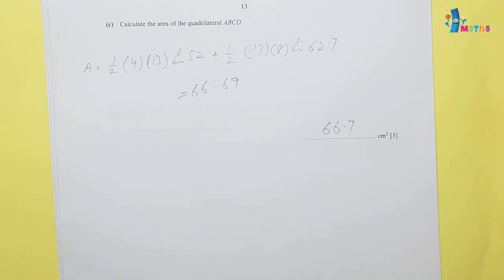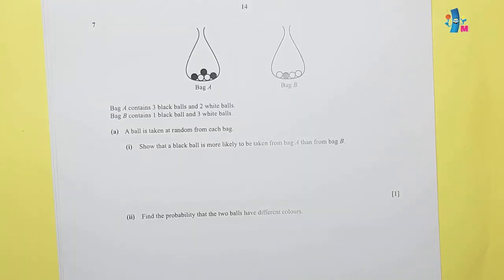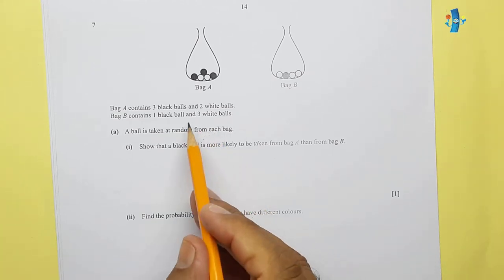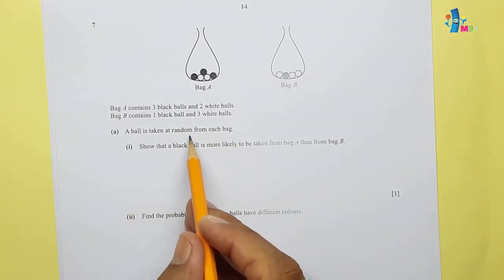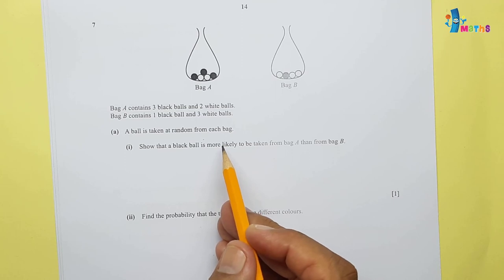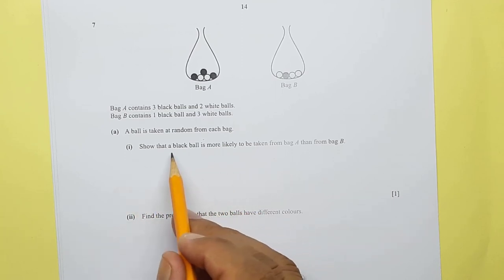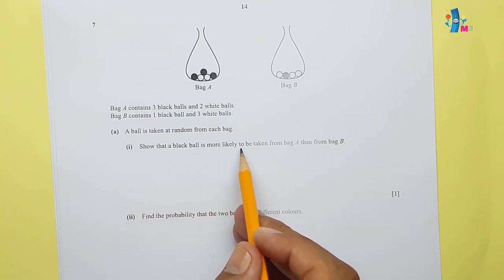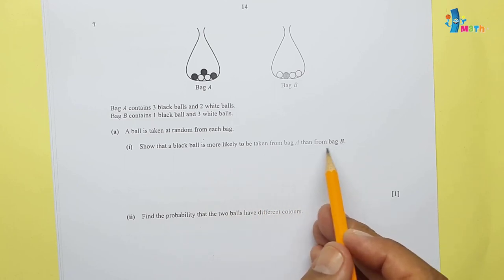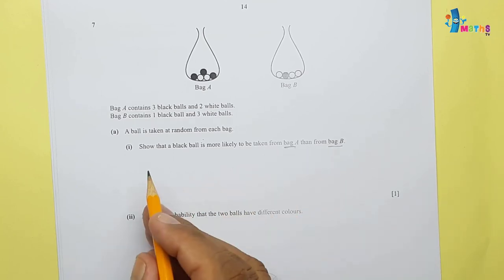We can go through the next question, which is a probability question. Question number 7. Bag A contains 3 black balls and 2 white balls. Bag B contains 1 black ball and 3 white balls. A ball is taken at random from each bag. Show that a black ball is more likely to be taken from bag A than bag B.